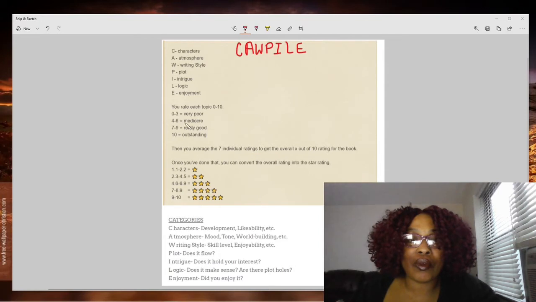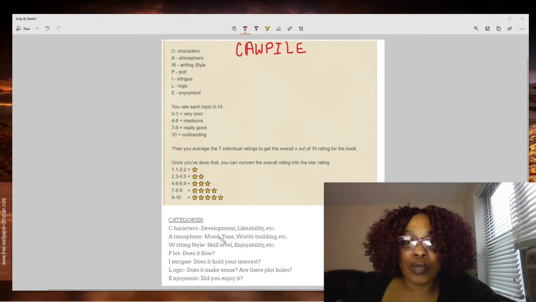0 to 3 is very poor. 4 to 6 is mediocre. 7 to 9 is really good. And 10 is outstanding. Once you find whatever number for every single one of these letters, you're then going to get an average and divide it by 7. And then you're going to find that number within the scale of 1 star to 5 star.